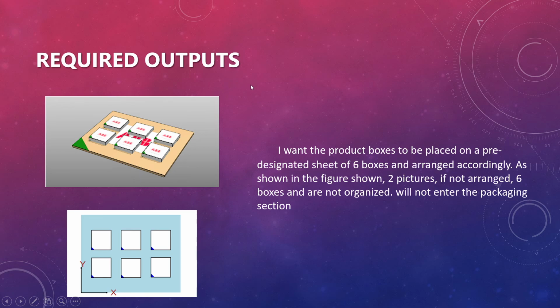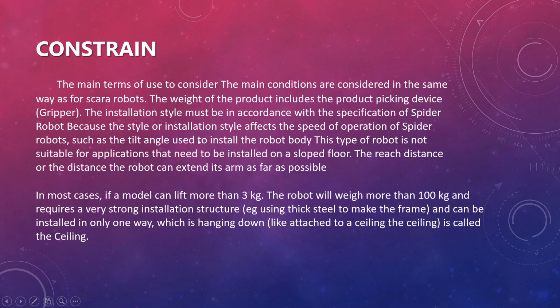The required output: I want the product boxes to be placed on a pre-designed sheet of 6 boxes and arranged accordingly, as shown in the picture. If 3 boxes are not organized, they will not enter the packaging section. And the main constraint terms to consider.